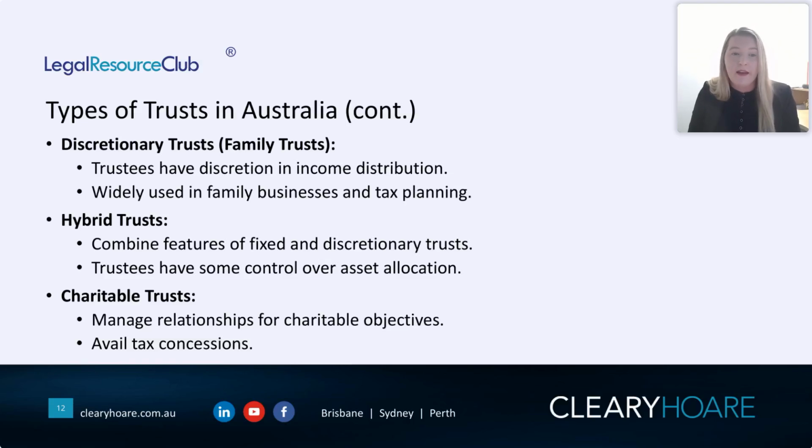You may also have a hybrid trust, for example, a hybrid unit trust, and that's where you're combining the features of a fixed and a discretionary trust. So with a hybrid unit trust, you would still have unit holders that would have a proportionate interest to the trust assets, but the trustee may also have the discretion to make income distributions to a wider range of beneficiaries.